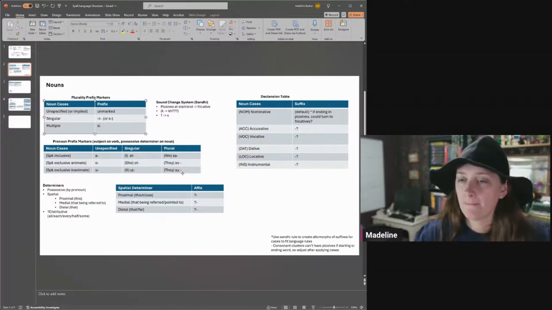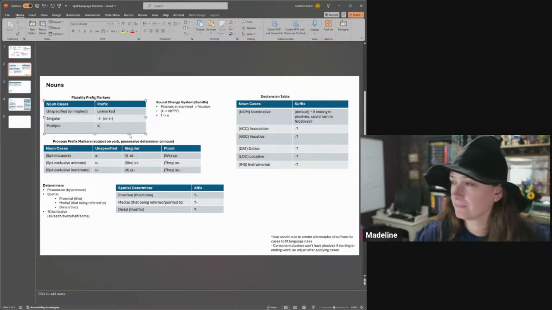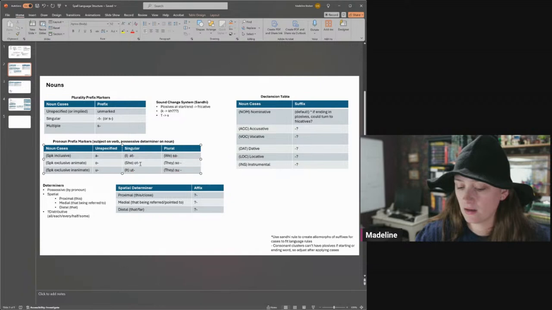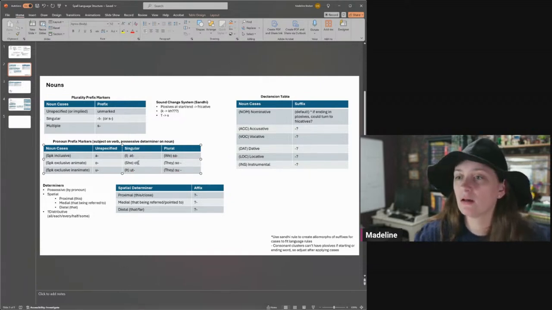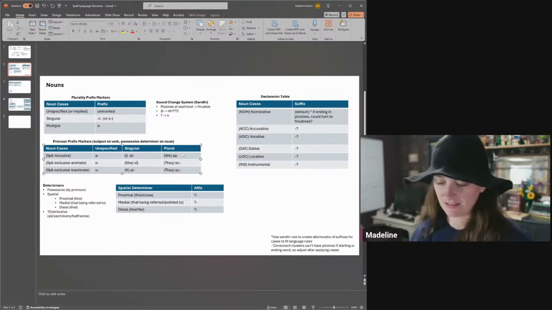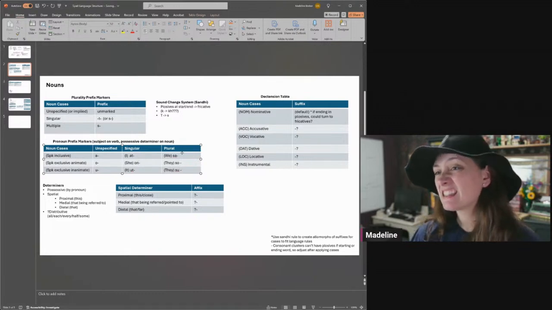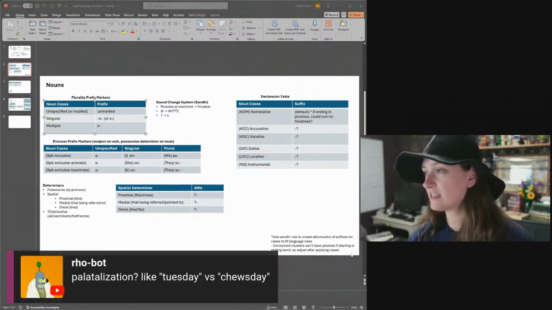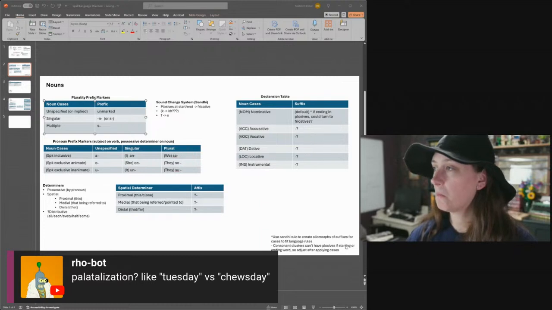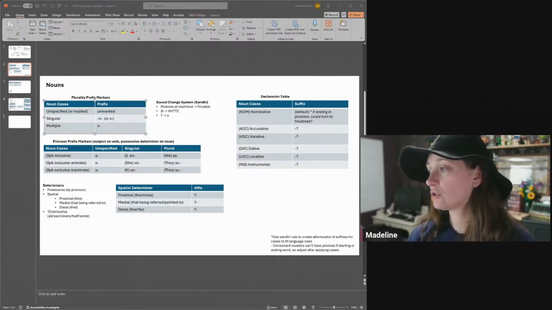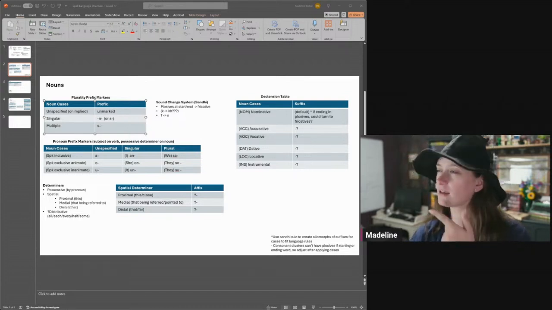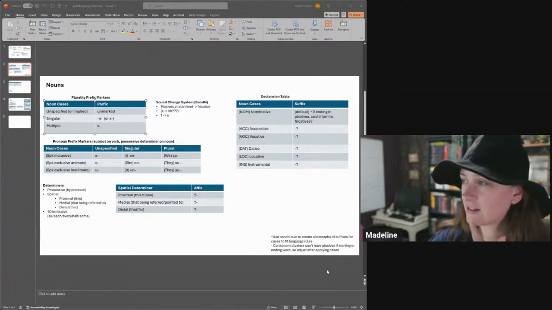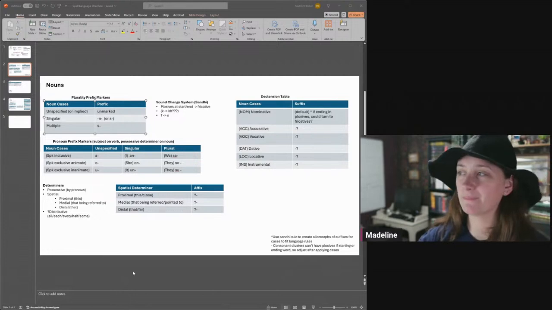So maybe we change this to something else. I was really excited because I was like, oh, we're getting to use the thing. What if we change these to like N's instead of T's? Because then there wouldn't be any confusion there. Palatalization, Tuesday versus Tuesday. I don't know. Oh yeah, because it's different. Okay, I think I follow that. Yes. Yep.